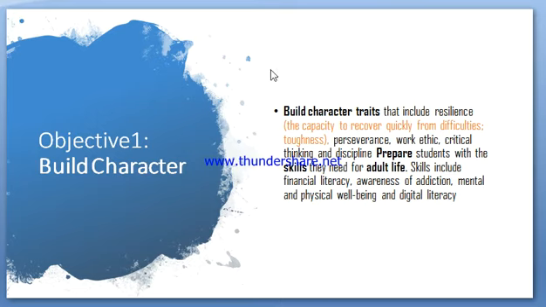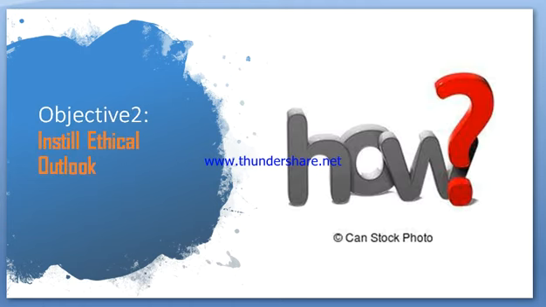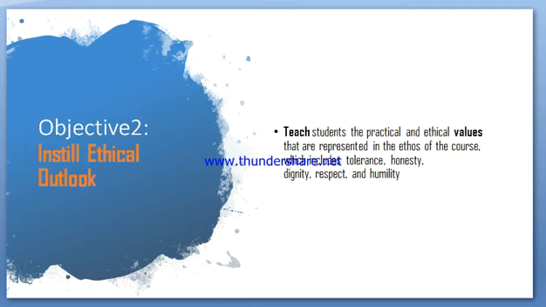But here I really love this one. Second, instill ethical outlook. What does outlook mean? Let's see. The second objective means teaching students the practical things. Whatever you teach, let them practice in society. If you teach them respect, they should know they have to practice respect outside the classroom, with parents and community members. If you're teaching them honesty, let them practice honesty outside of the classroom. If you're teaching them dignity, let them practice it outside.